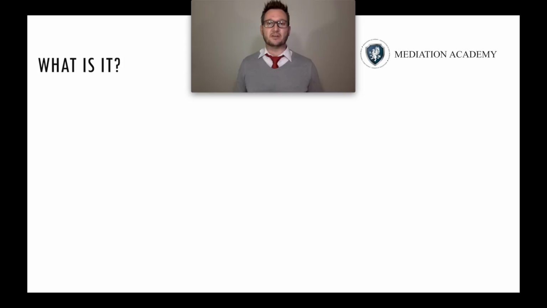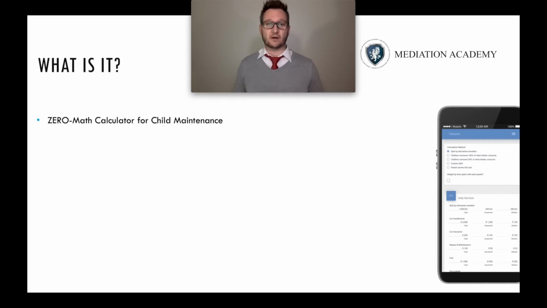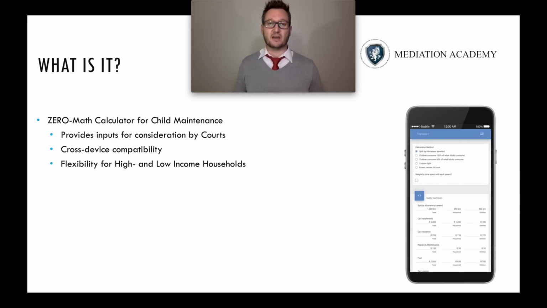First off, there is zero math involved in using the calculator, so no more mistakes and no more wasted time. The purpose of the calculator is to produce inputs which the courts can then consider when issuing maintenance orders. The app works on just about anything with a screen: cell phones, tablets, laptops, even TVs that are connected to the internet. It's built to accommodate high and low income households, and it allows each parent to decide which approach is fair for each item on the budget.